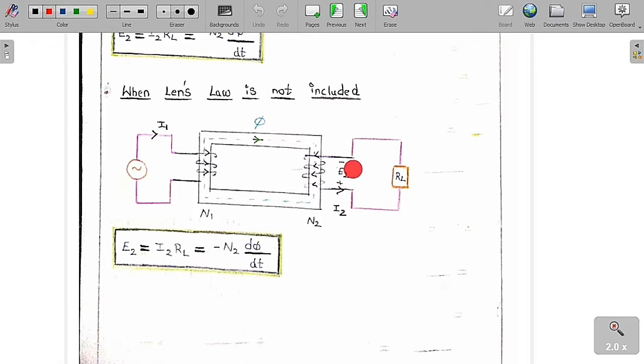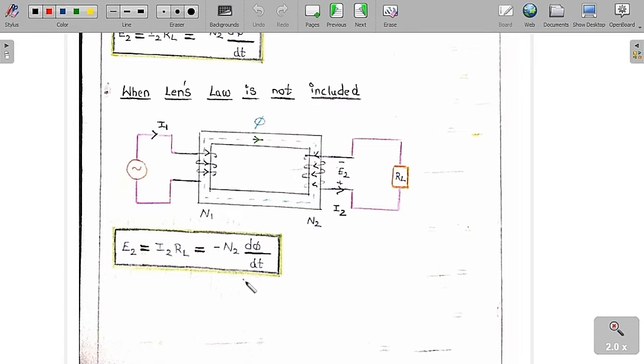As the current flows from here to here, this is positive, this is negative. So E2 is equal to I2 into RL is equal to, now we have to include a negative because Lenz's law is not included, so minus N2 into dφ/dt. If Lenz's law is included, just take it positive. If Lenz's law is not included, just take it negative. This is the concept you always have to understand in electrical machines. This is the formula you always have to remember whenever you are dealing with the basic electrical machines course.